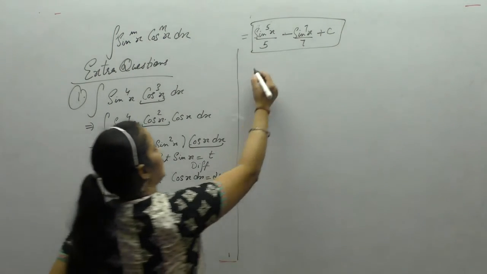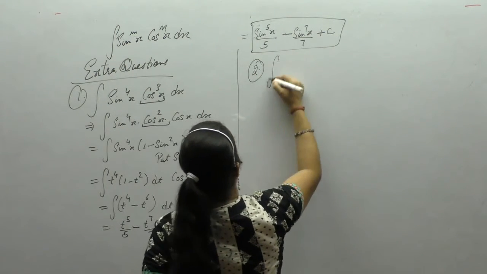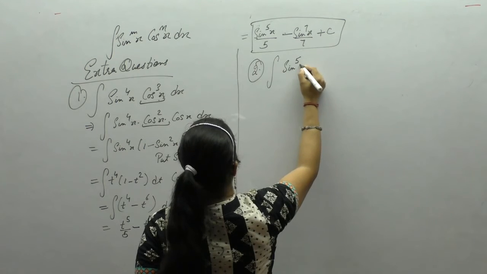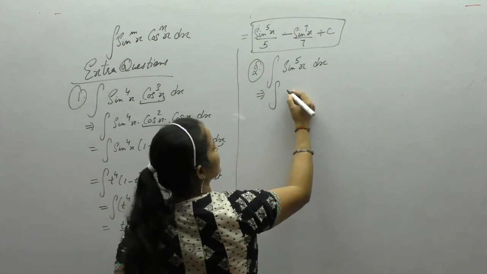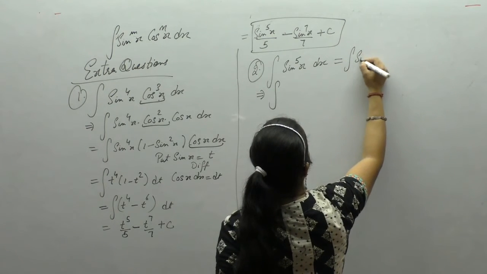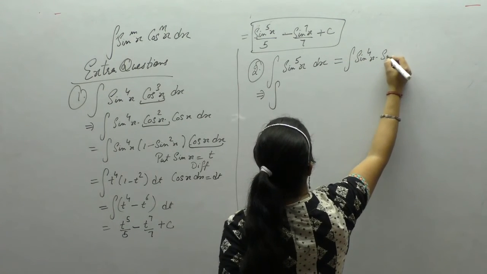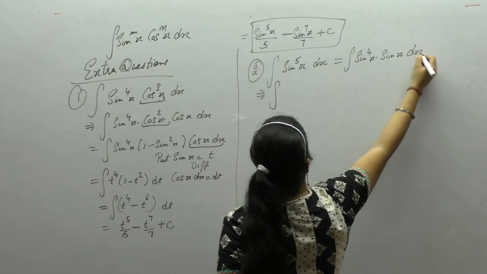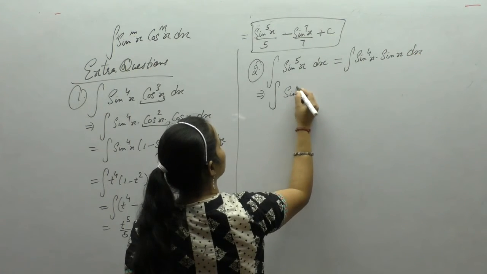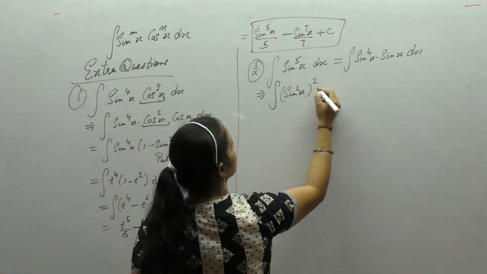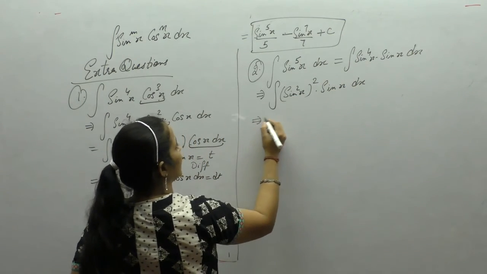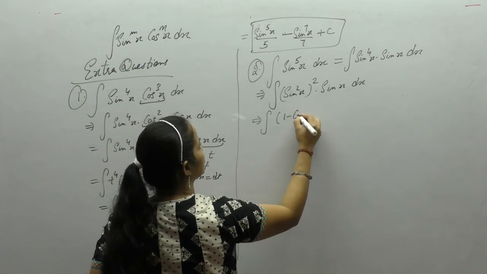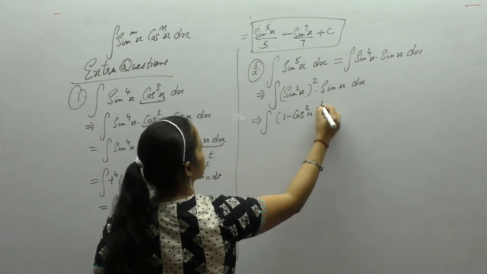Next is the integral of sine power 5. Here the power of sine is odd, so we substitute cos x as t. Write sine 5 as sine 4x into sine x. Sine 4 is sine square x whole square, sine x dx. Instead of sine square x, we use the identity 1 minus cos square x.